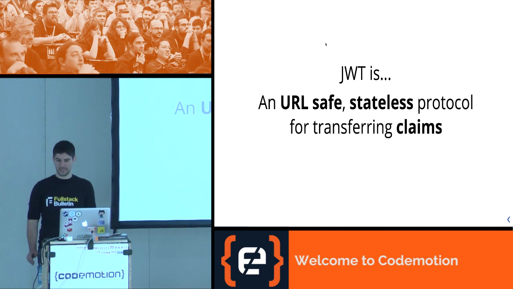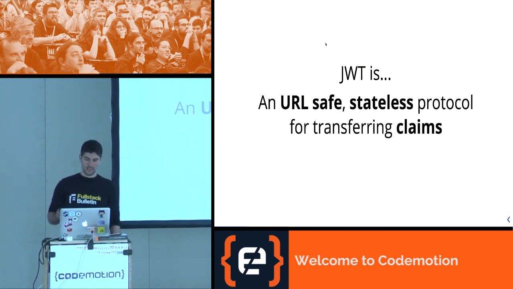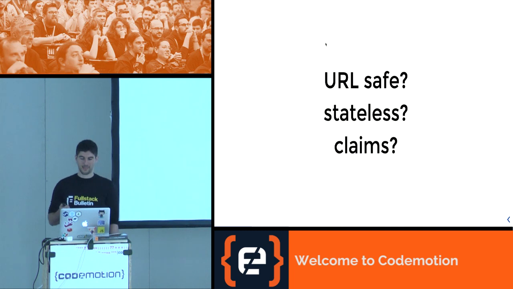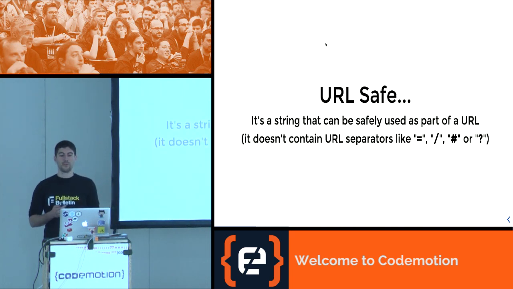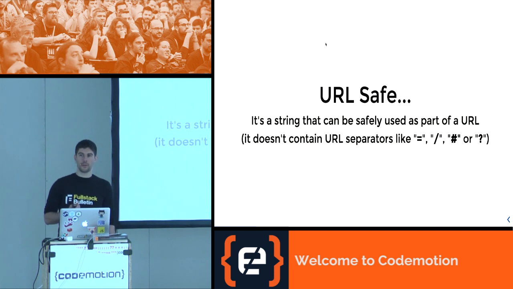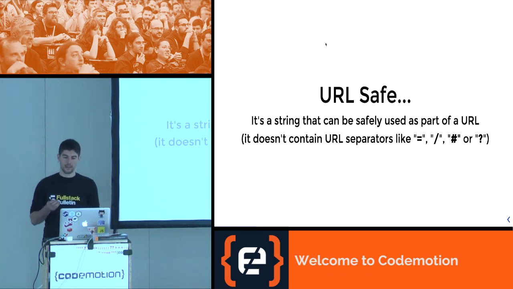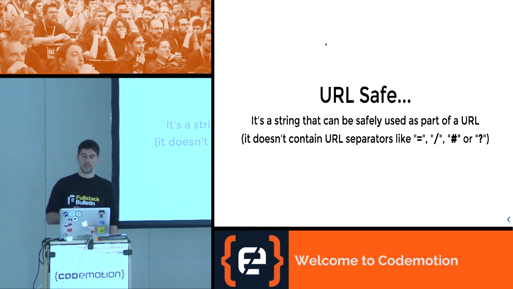So that's my slightly simpler definition. JWT is a URL-safe, stateless protocol to transfer claims. What? Safe, stateless claims? Let me go into detail. URL safe means that basically a JWT is a string. It's that weird thing that we saw before. And the string has this peculiarity that it doesn't contain any special character that can be a URL separator, like an equal, a slash, a backslash, or a question mark. So basically you can embed that as part of a parameter without having to manage special cases or escaping.